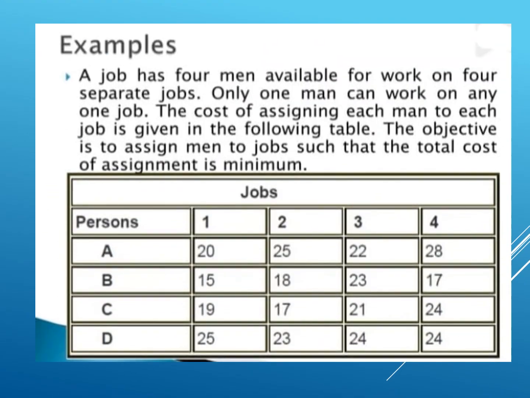Okay, let us see an example. A job has 4 men available for work on 4 separate jobs. Only one man can work on any one job. The cost of assigning each man to each job is given in the following table. The objective is to assign men to jobs such that the total cost of assignment is minimum.